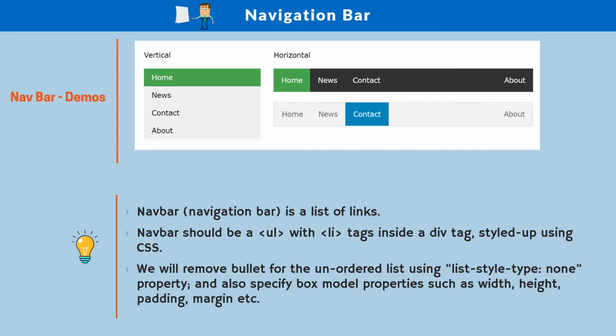And you can hide the bullet or number of the UL by using the list-style-type none property. And you can use the box model properties such as width, height, padding, etc. in order to arrange the list items side by side so that they look like a navigation bar. And also we have to use the link styles that were explained in the previous lecture, that is a:link, a:active, a:hover, etc.